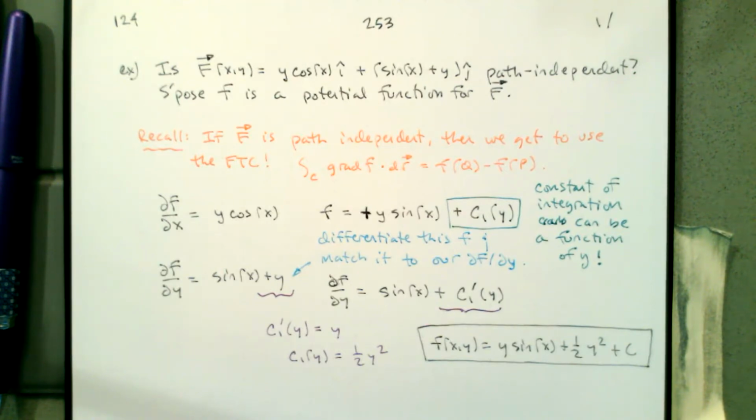Now that we've done this process on an example where it works, because we had a potential function, let's do this process on an example where it doesn't work.